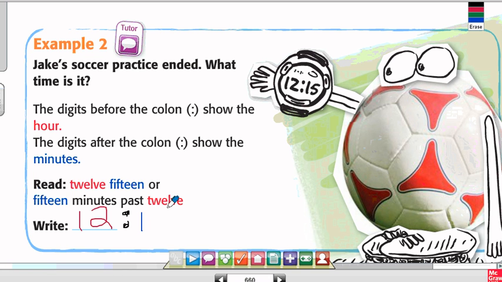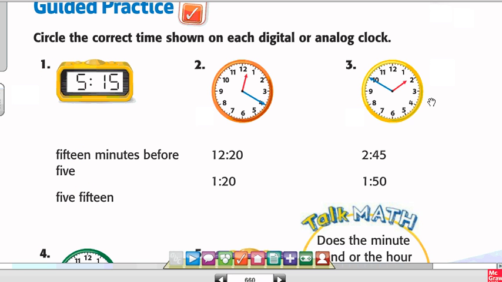12:15. Or 15 past 12. It says circle the correct time shown on each digital or analog clock. So the first one, what's the time?